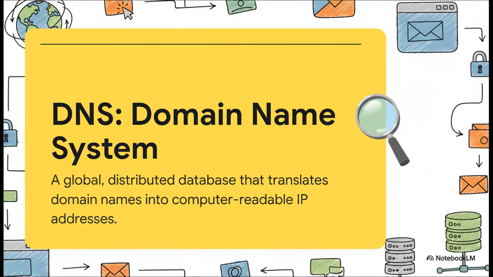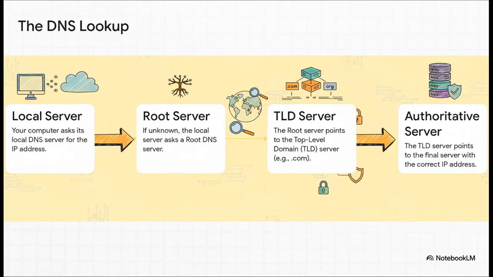Well, the answer is something called DNS, the Domain Name System. And honestly, the best way to think about DNS is as the internet's giant global address book. It's this massive shared database, and its entire job is to do that one translation, from name to number. And it does it in the blink of an eye. So, how does it work so fast? Well, it's this really clever chain of command.